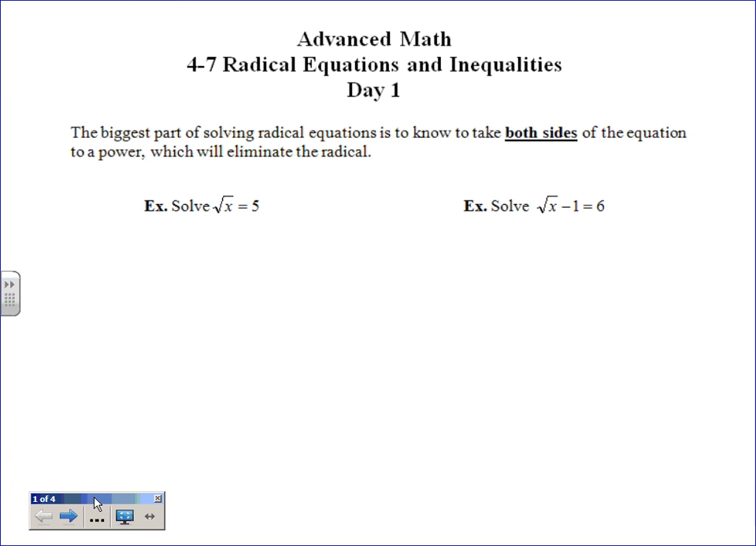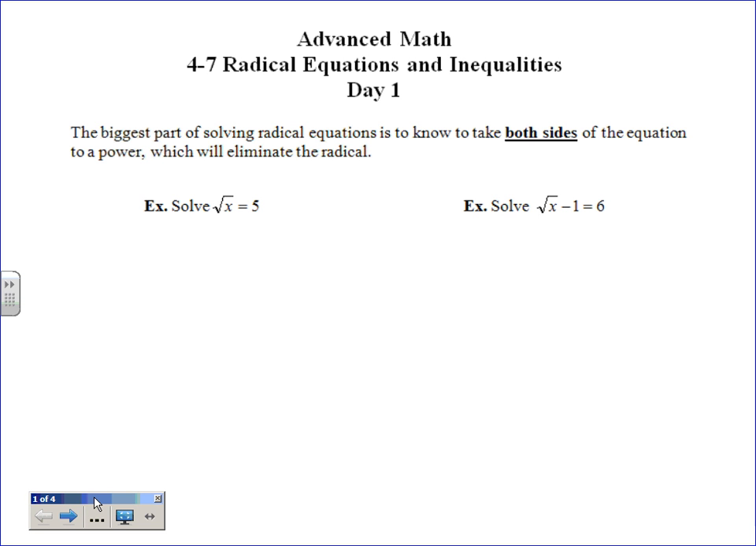Once again, keep in mind we do jump around this chapter quite a bit. We are already on 4-7, and we just started chapter 4 the other day. So just today is just radical equations, day 1. Day 2 will be the inequalities. The first one here is probably pretty straightforward. Most of you probably already know the answer to that one, but you wouldn't necessarily have done it algebraically.